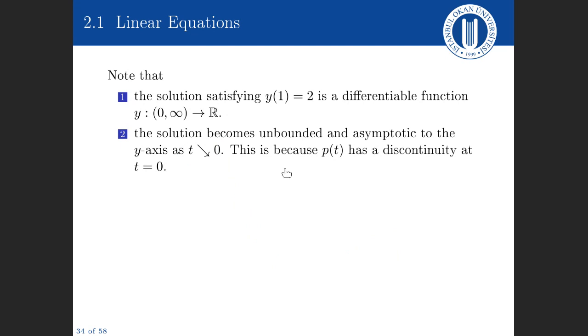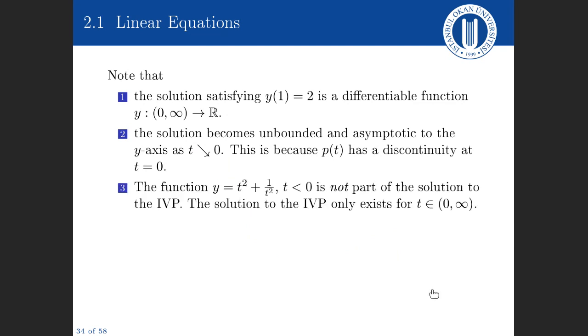Why is this true? This is because our function p(t), which is equal to 2/t, has a discontinuity at t equal to 0. There's another function, t² + 1/t², for negative t. This is not part of the solution to the initial value problem. The solution to the initial value problem only exists between 0 and infinity. Anytime we have a singularity, anytime the function goes to infinity, that's the end of the function. The solution doesn't magically join up with another piece.